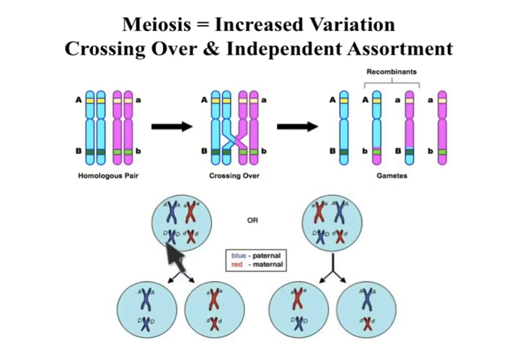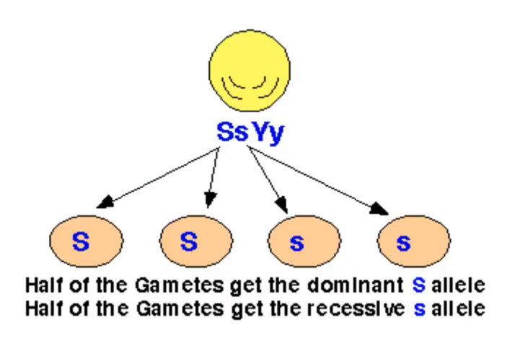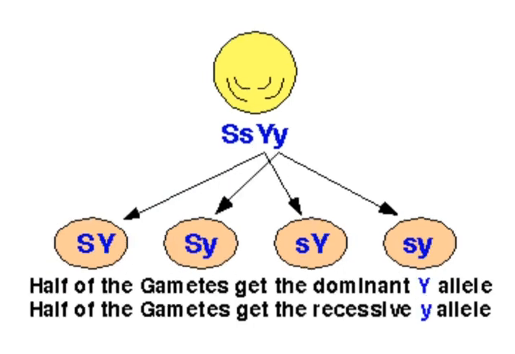But remember also, independent assortment increases the variation by having the homologous pairs of chromosomes align independently, which could make alternative gametes. So when these alleles separate, they will be paired together with the different alleles from the other genes as possibilities.